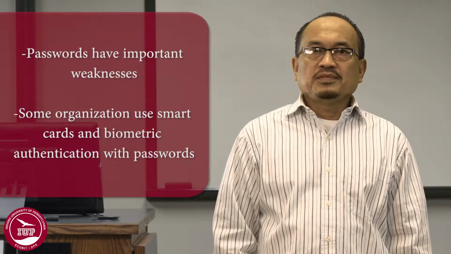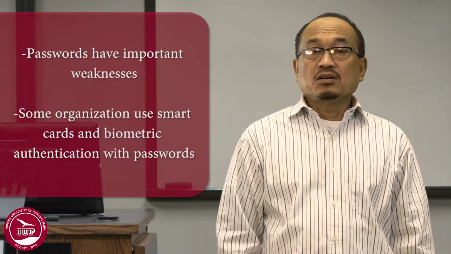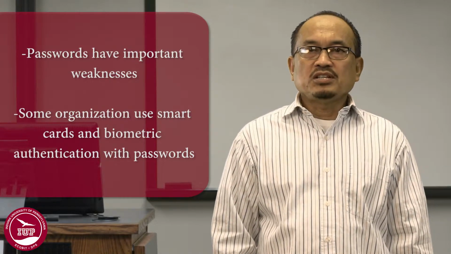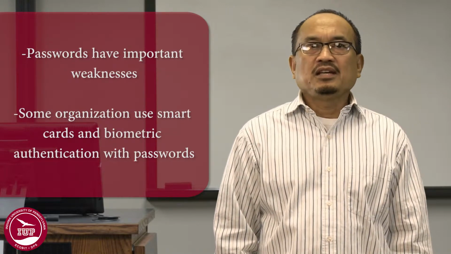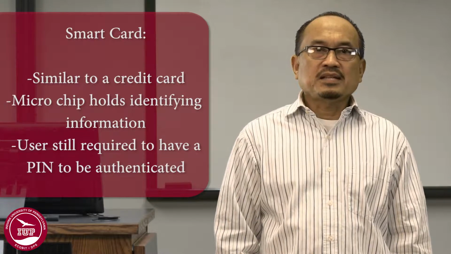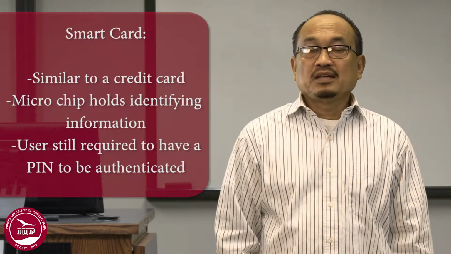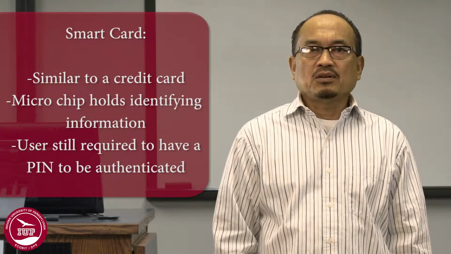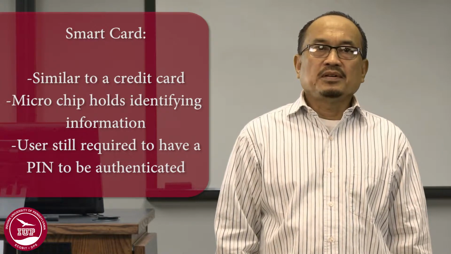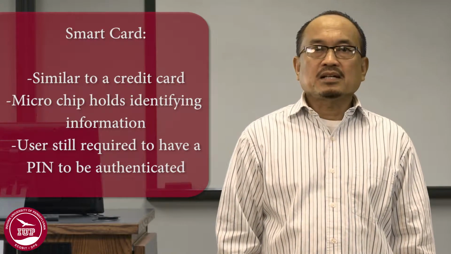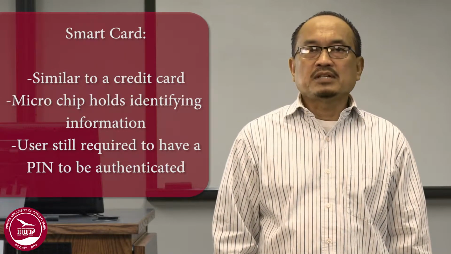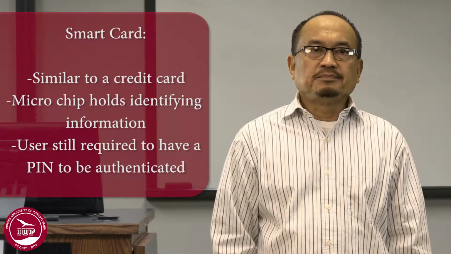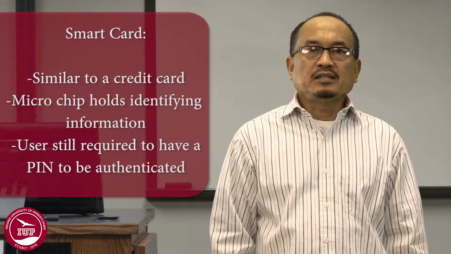Passwords have important weaknesses. Because of this problem, some organizations choose to use smart cards and biometric authentication in addition to passwords. A smart card is a plastic card similar to a credit card. Unlike credit, debit, or ATM cards, which have a magnetic strip, a smart card has a microchip. The chip holds far more data than a magnetic strip. It's loaded with identifying data.